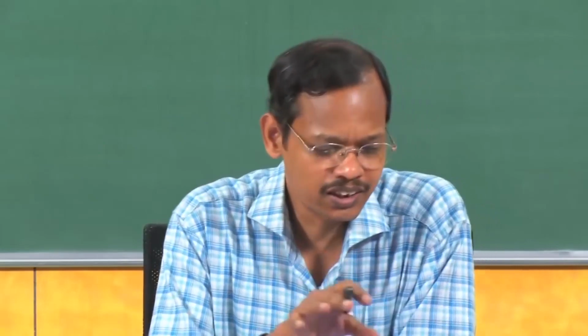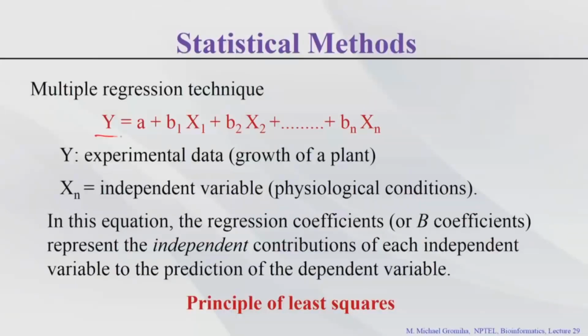Likewise, we can use this technique, where this is your experimental growth of a plant or yield, and these are your variables. How this growth depends upon the other factors like the temperature or humidity or rainfall and so on. So we can use the principle of least squares already discussed earlier in the previous classes. I do not want to explain more. So use this and then finally get the coefficients.